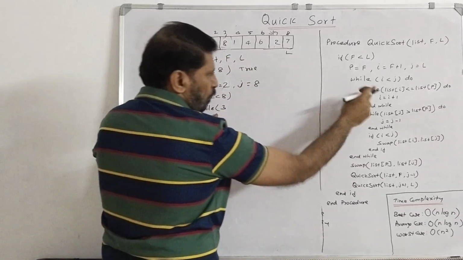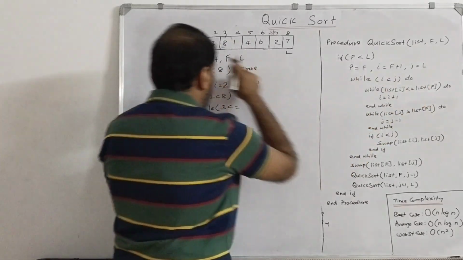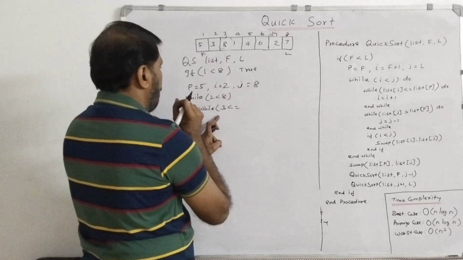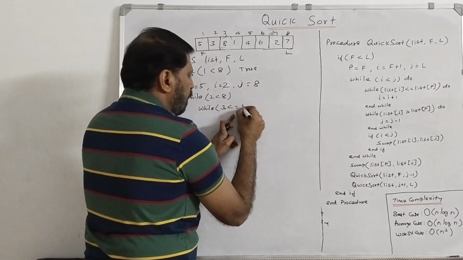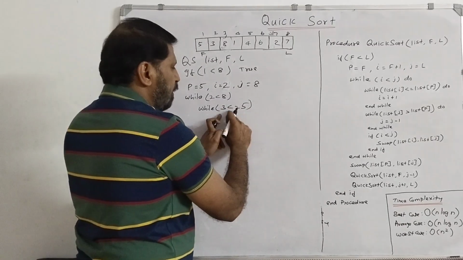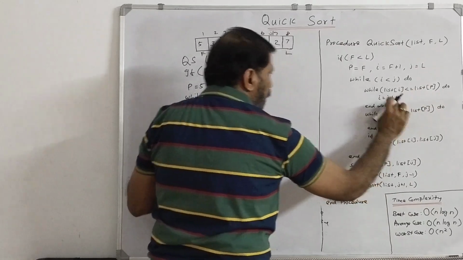3. We are taking 3 less than or equal to list of P. List of P means pivot. So pivot is equal to 5. So that's why it is 5. 3 less than or equal to 5. What is the condition? Condition true. Condition true means we are incrementing I by 1.